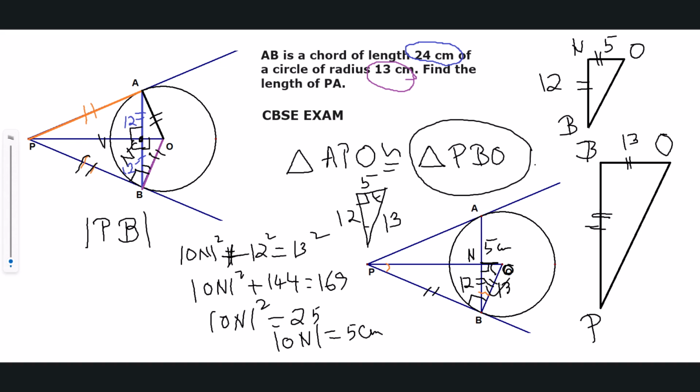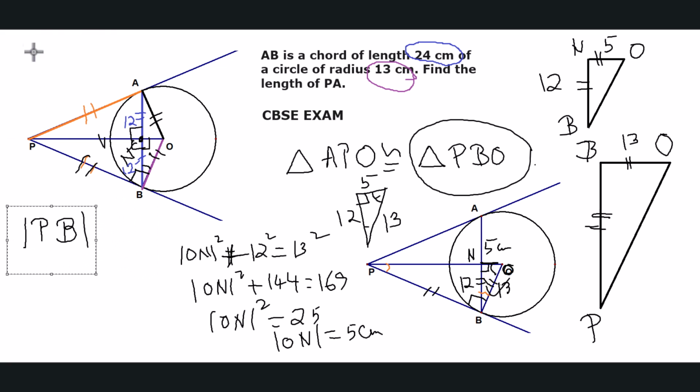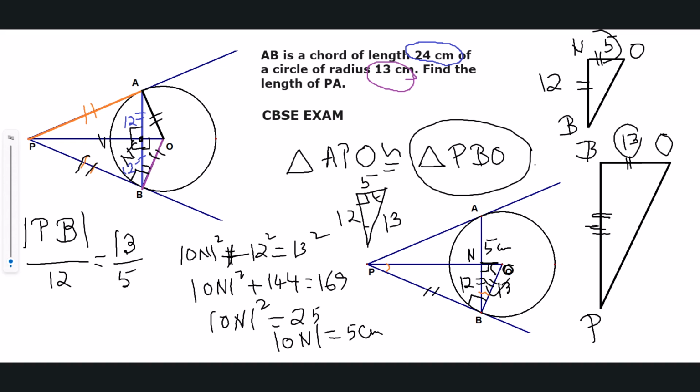If we want to calculate the value of PB, let me do the calculation here. PB divided by 12 will be 13 divided by 5. So PB will be 13 times 12 divided by 5 centimeters, which will be 156 divided by 5 centimeters. So that's what the answer will be.